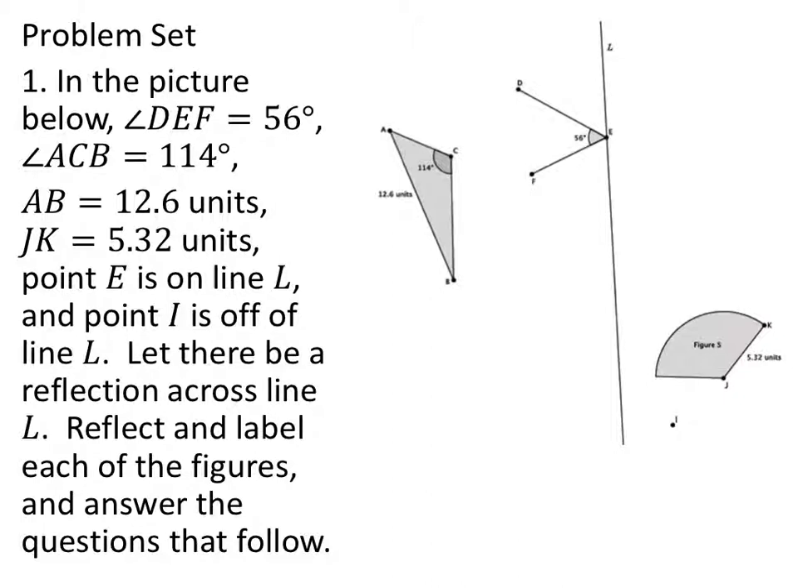Alright then, this is the problem set, which is on the next page. In the picture below, angle DEF is 56 degrees and angle ACB is 114 degrees. AB is 12.6 units, JK is 5.32 units. Point E is on line L, and point I is off of line L. Let there be a reflection across line L. Reflect and label each of the figures and answer the questions that follow. Take a moment, and actually we'll give you guys several minutes to do this with your partners.